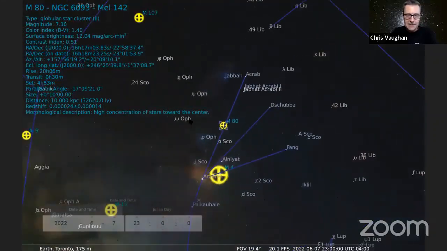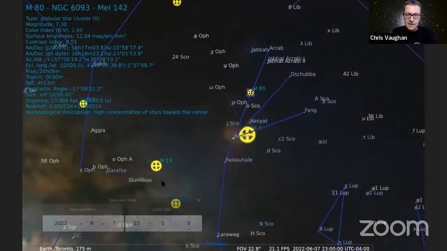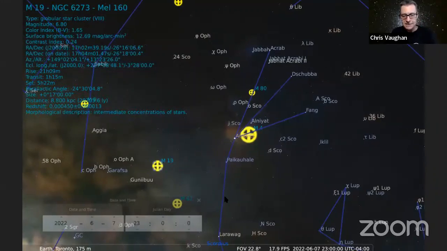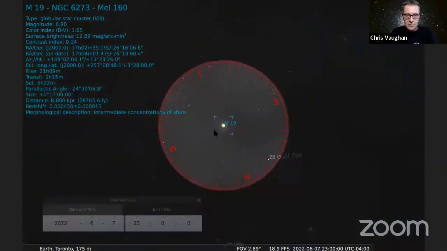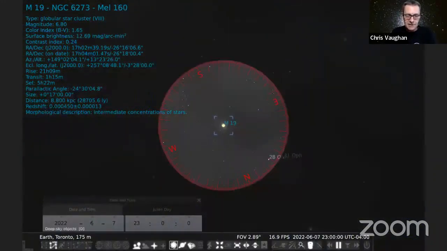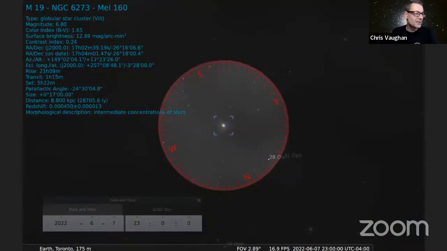M19, where's M19? Here we go. M19 is here. You can find it by taking the lowest claw star, named Fang, and doubling its line through Antares, and that'll put you right on M19. So that's easy. This one is a bit more diffuse, a little fainter. So it's large, but it's faint, and it's also been dimmed by the galactic dust and gas.